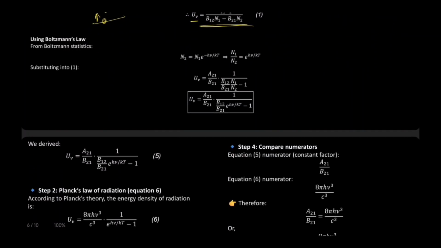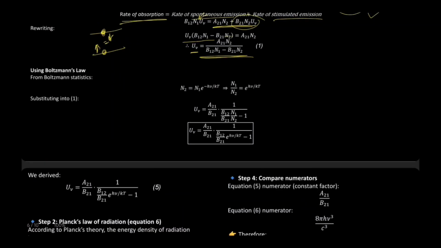Next, we are using the Boltzmann law. What is this Boltzmann law? The Boltzmann law tells us how the particles are spread among different energy levels when the system is at a certain temperature. So the formula is this one. This is the formula of the Boltzmann law.